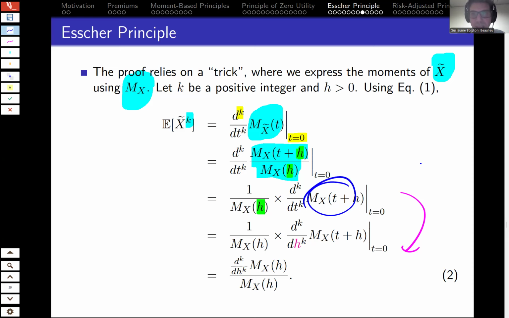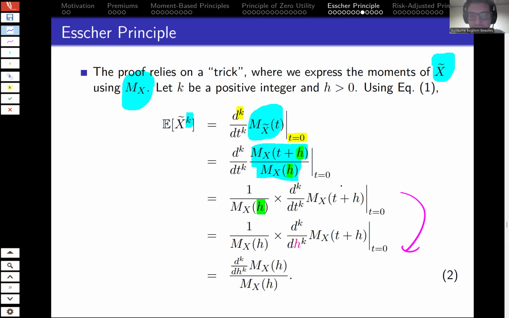Okay, if it's still a bit mysterious, this step, give yourself a specific example. Write this to be the MGF of your favorite distribution, say exponential, because it's quite simple. Take the derivative with respect to t, and then take the derivative with respect to h. You're going to get exactly the same result. It has to be here. Maybe I'm making this too complicated. It has to be because t and h play exactly the same role here. They are interchangeable. And also the chain rule doesn't give you anything.